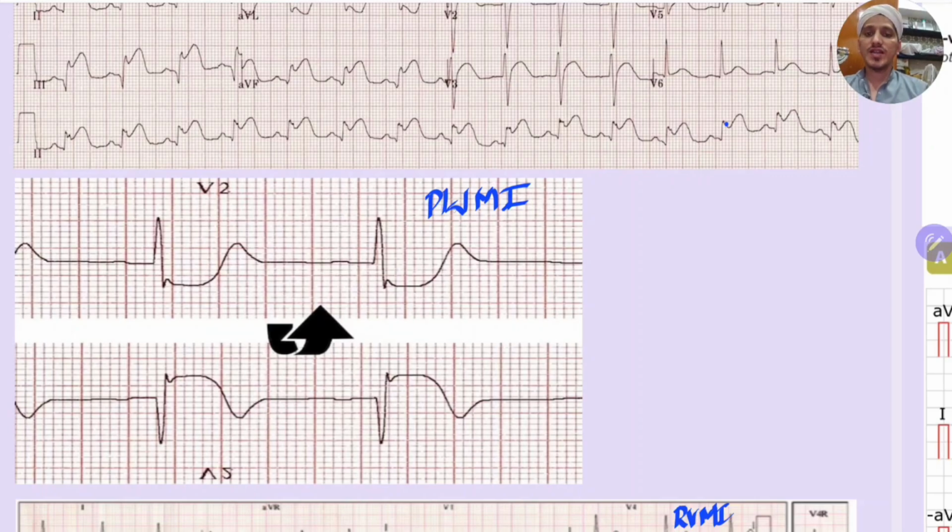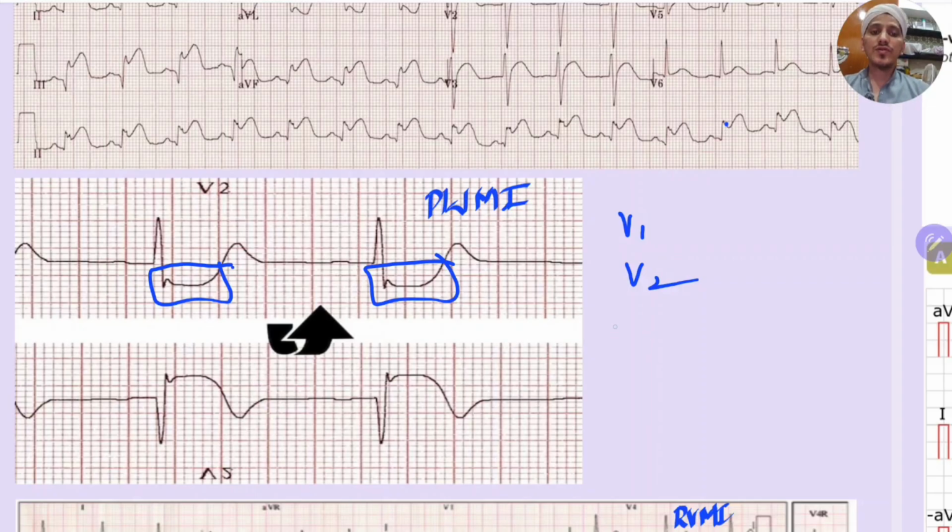So you see here, this is an ECG of posterior wall MI. You should look at leads V1 and V2 in posterior wall MI. So you are seeing ST segment depression here of more than 1 mm. In precordial leads, it should be more than 2 mm. So it is more than 2 mm in the V2 lead. How will you confirm?